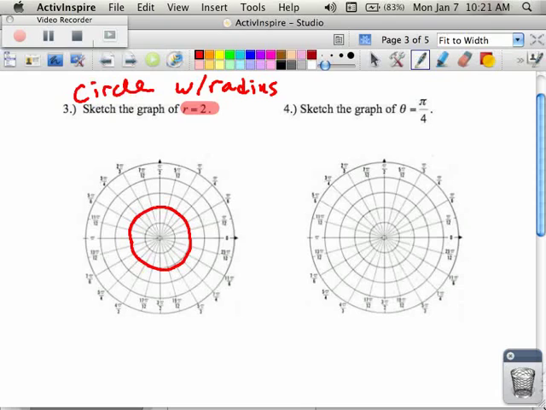Number 4, anytime you see an angle, theta, equal to something, you just draw a line along that degree measurement. So this is a line. So theta equals anything is a line. Just find whatever angle they're talking about and draw a line down that axis.